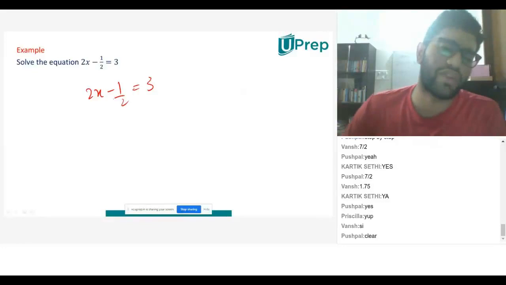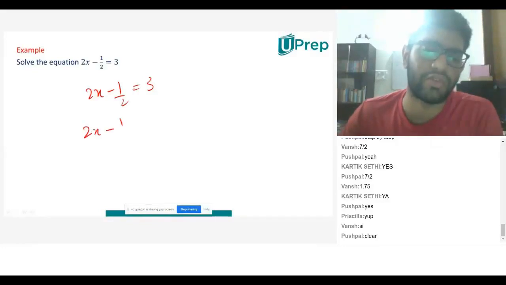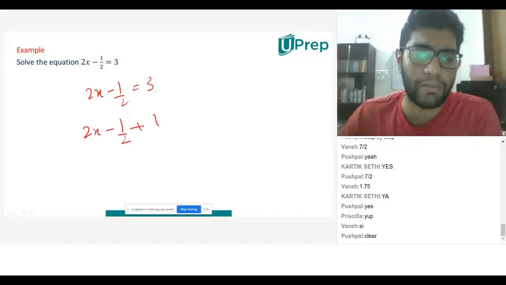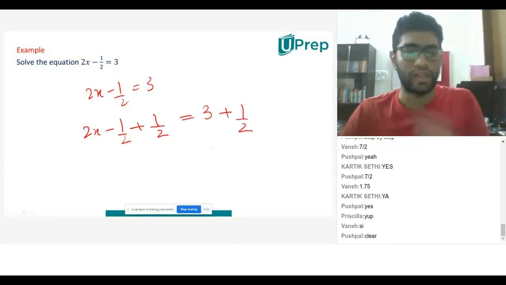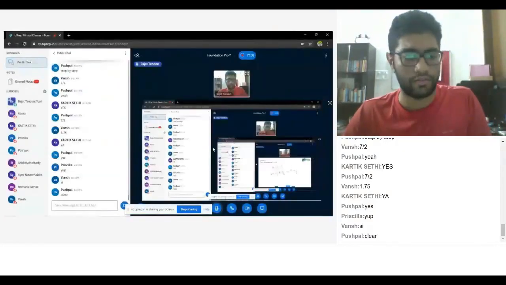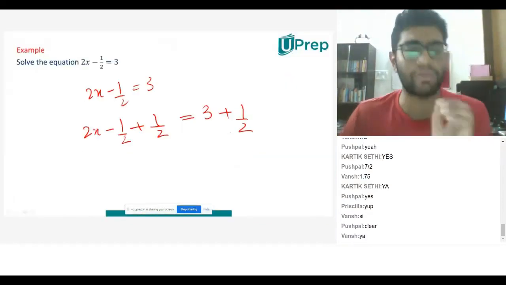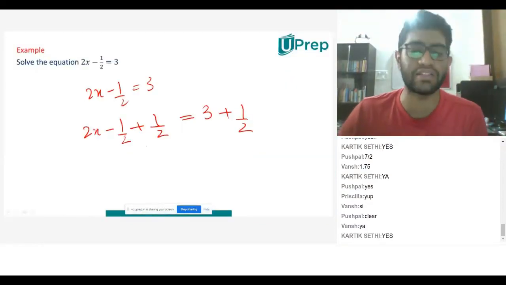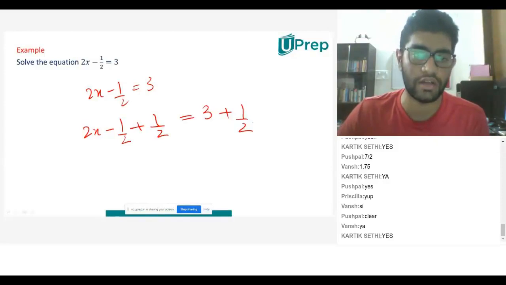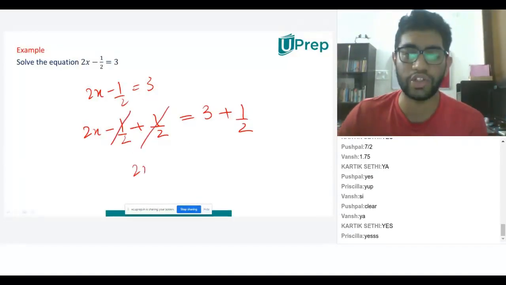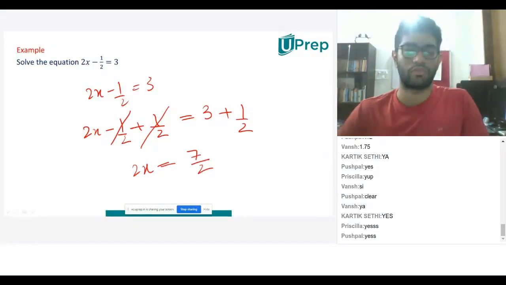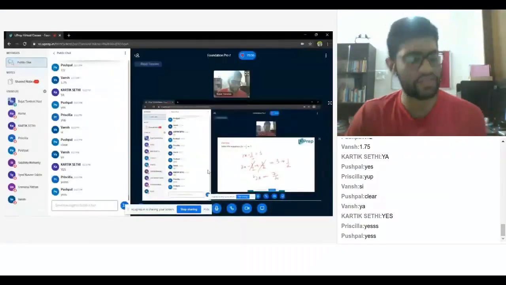How do I remove this 1 by 2, man? It is minus 1 by 2. If I add plus 1 by 2 here, I should also add plus 1 by 2 over here. Is this step clear, guys? If I add plus 1 by 2 on one side, I told you to balance it, I have to add plus 1 by 2 on the other side. And why am I doing this? To cancel them out and only get 2x equal to 7 by 2. Does it make sense now?